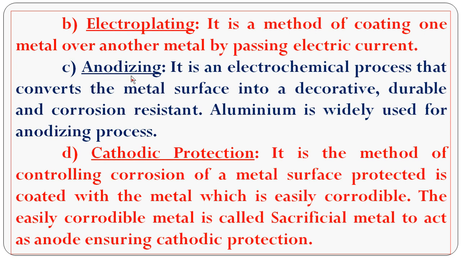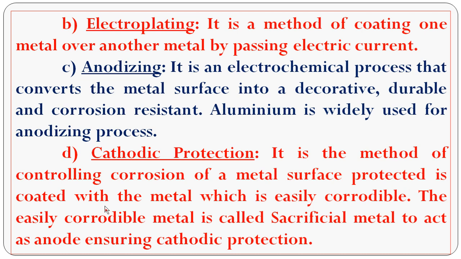Then anodizing, which is used for decorative items. It is an electrochemical process that converts the metal surface into a decorative, durable one. Durable means long lasting, and also corrosion resistant. Aluminum is widely used for anodizing purposes. Then cathodic protection, Mg2+. It is the method of controlling the corrosion of a metal surface.